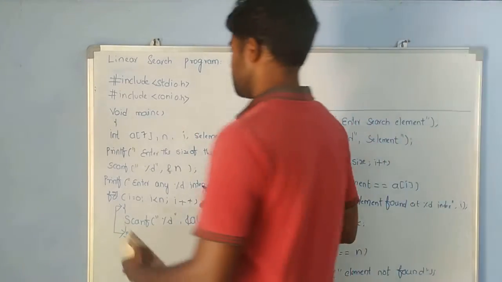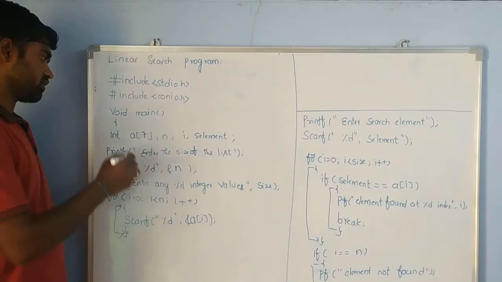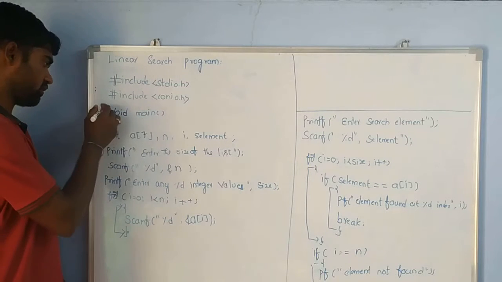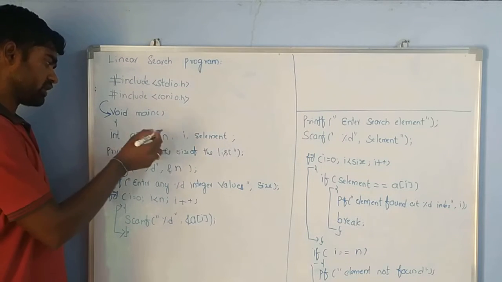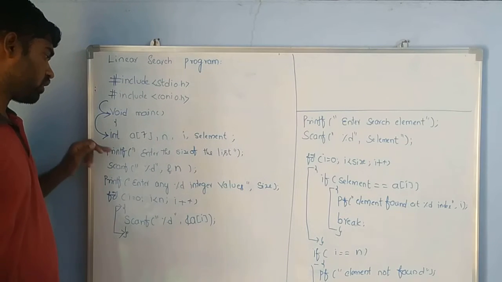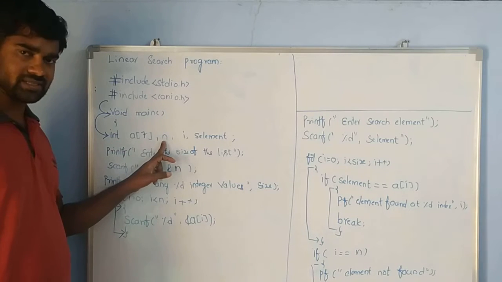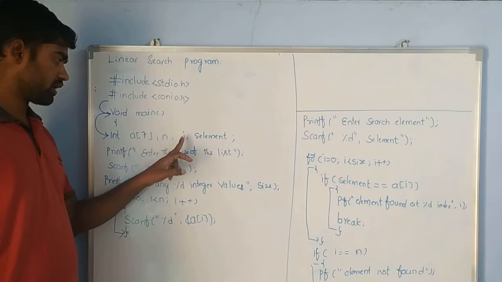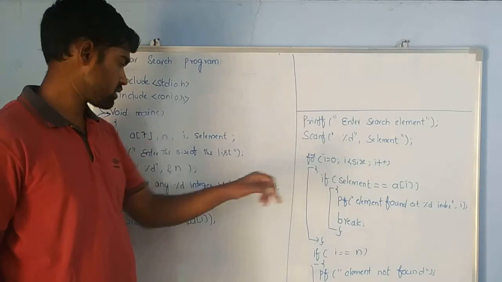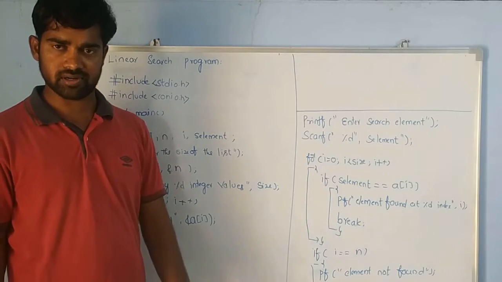Now, the program execution controller first executes the main function. Nothing but the program execution starts from the main function. Then the compiler moves to the declaration stage. So here, what are we declaring? We are declaring the array variable, and size, nothing but n. I is used to repeat the looping statements, and S element is nothing but a search element here.